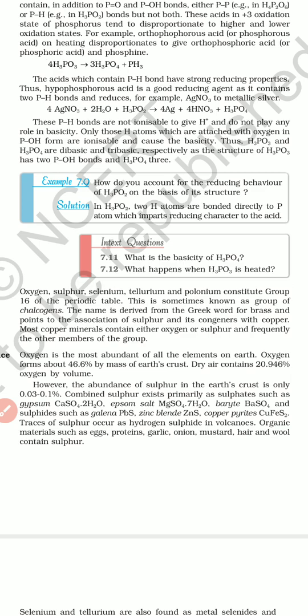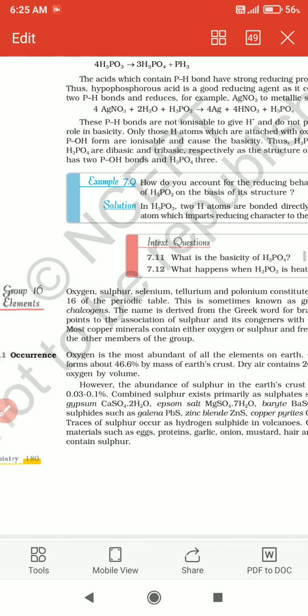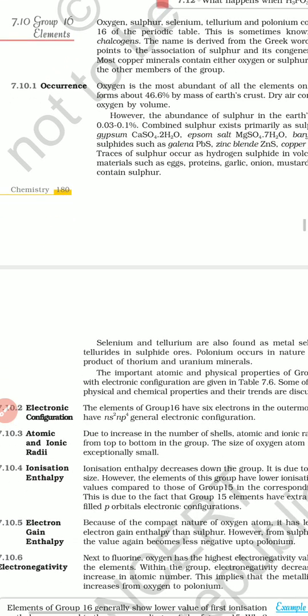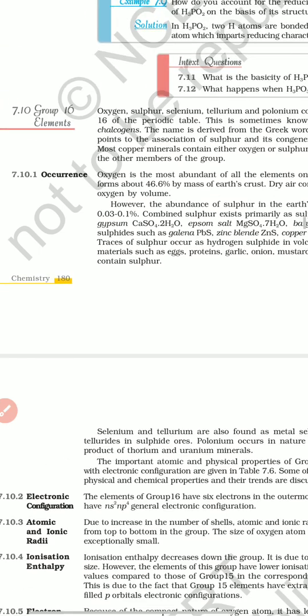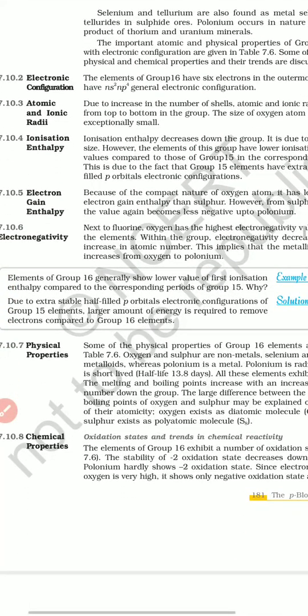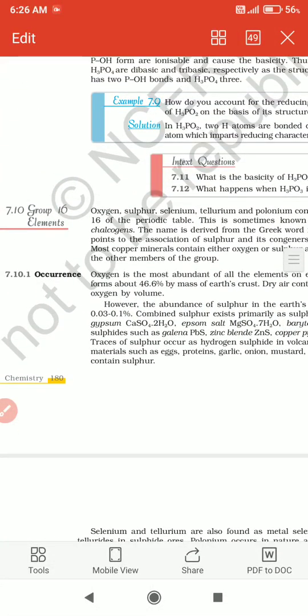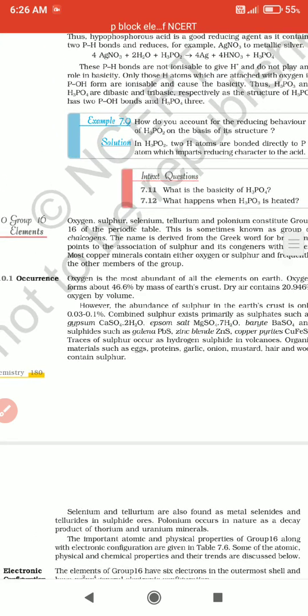Up to here, the 15th group elements are completed. In the next session, I will give an introduction to the periodic classification of the 16th group elements. Then we will see the physical and chemical properties of the 16th group elements: what elements are present there and what their occurrence is.